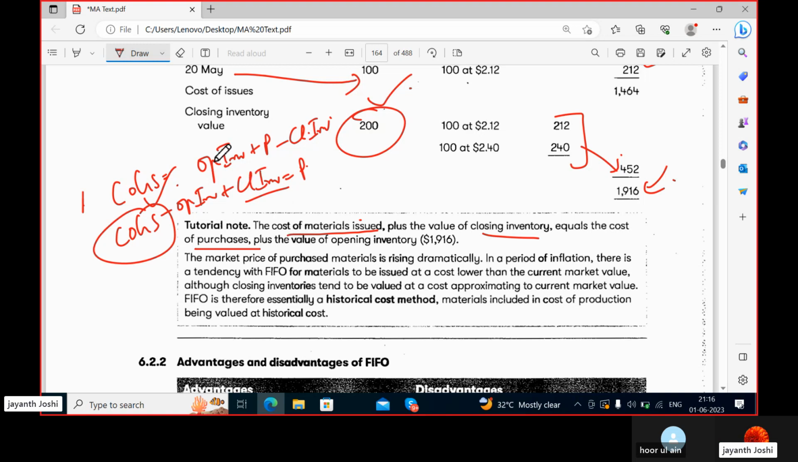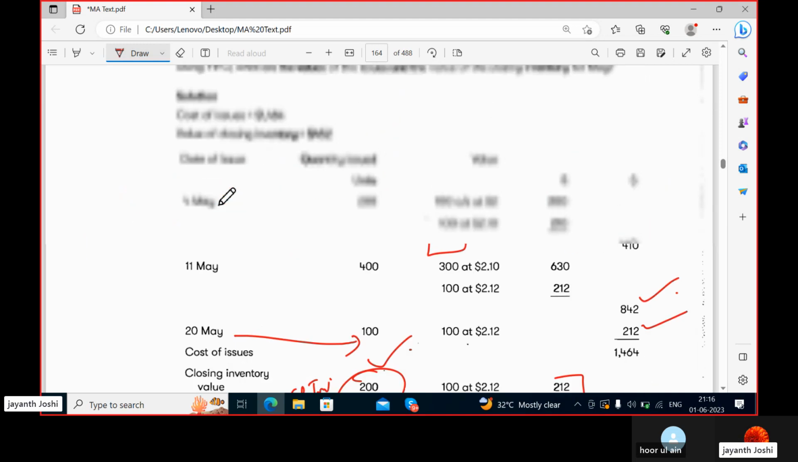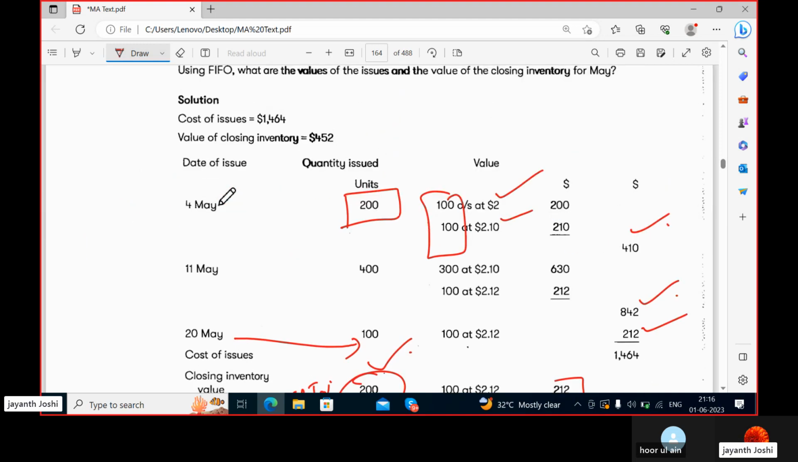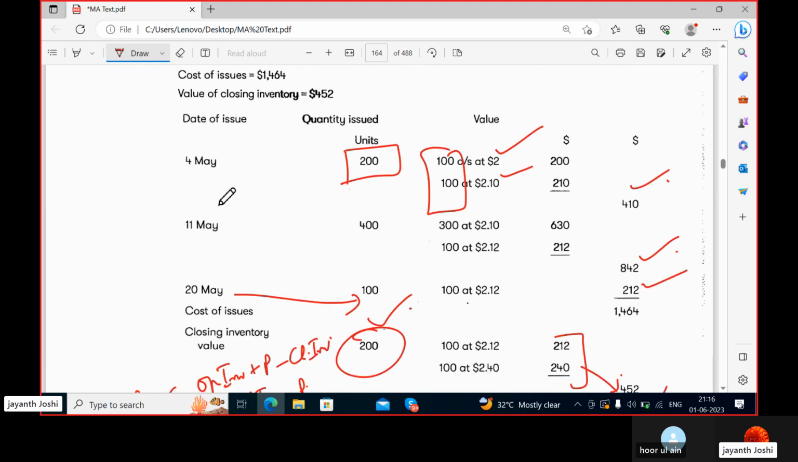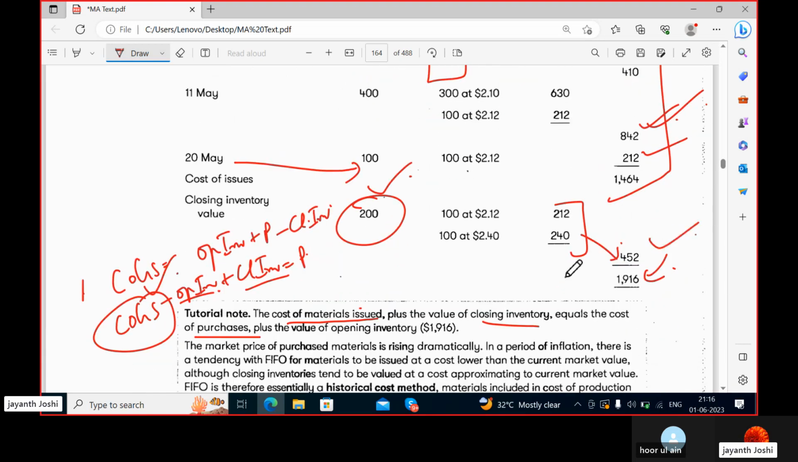I don't know what they're doing. Purchases means you have to just remove this. But what they have done is we don't have opening inventory at all here. Fine. So what will be the cost of issues? This will be the cost of issues, that is COGS, and the value of closing inventory is 452. Okay, leave this formula.